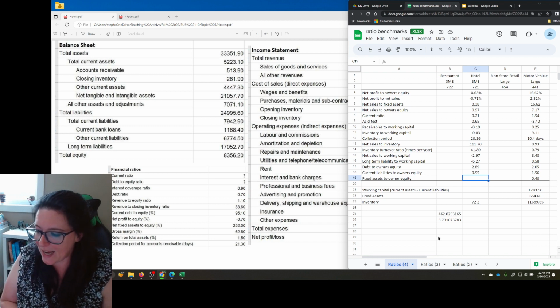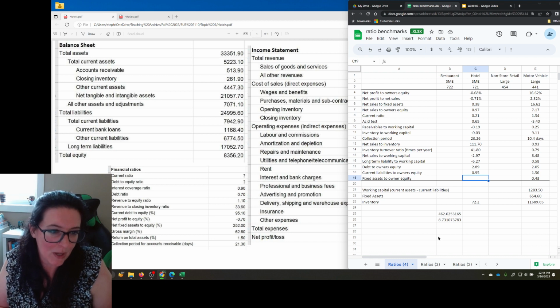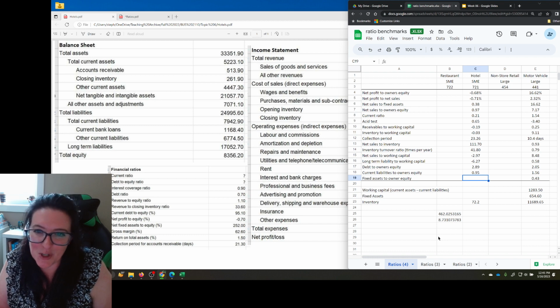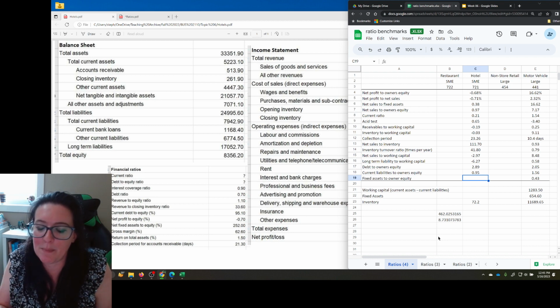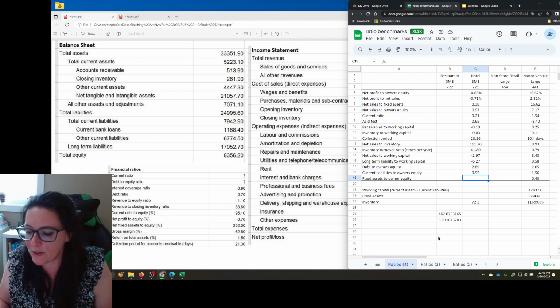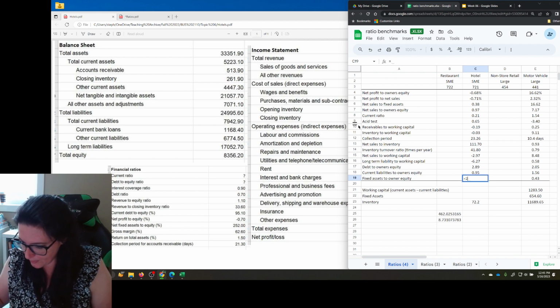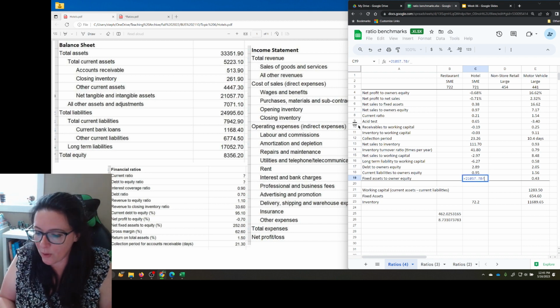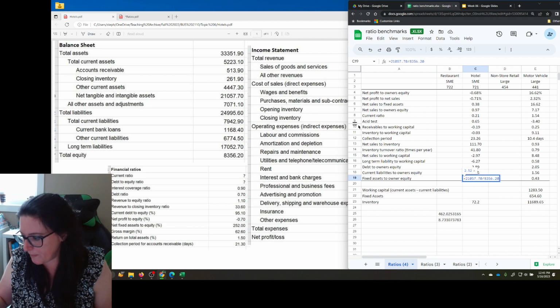All right, last one, fixed assets to owner's equity. So we're looking at how our equipment is funded, how those buildings are being funded. Remember, our fixed assets are going to be our plant, our equipment, our buildings. And if we're using the industry reports from Industry Canada, remember fixed assets is going to be net tangible and intangible assets. We're going to use that for that number. So that's our 21,057.70, and then we're dividing by owner's equity, 83,5620.